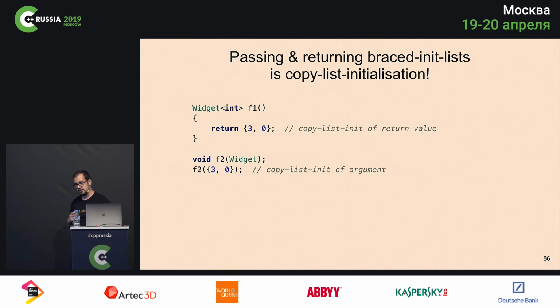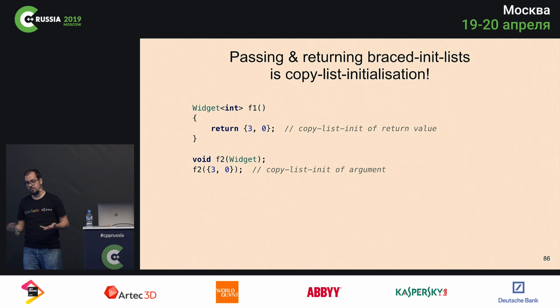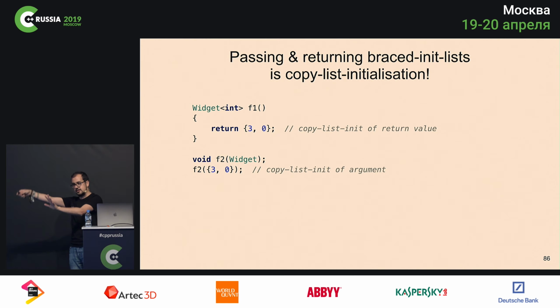Passing and returning brace init lists is actually also copy list initialization, and that's really useful. If you return something by value, you get copy initialization, so if you return a brace init list, you're going to get copy list initialization. And if you pass a brace init list to a function, you're also going to get copy list initialization.